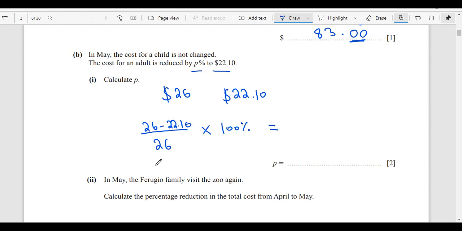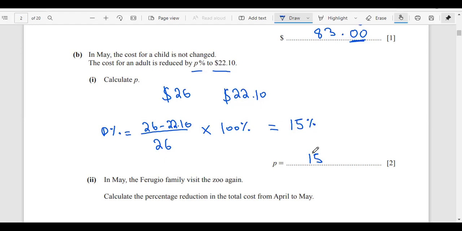This is how we calculate percentages. So P% is going to be this. And the answer is what? The answer is going to be 26 minus 22.1 divided by 26 into 100%. So that is 15%. So P is 15, right?